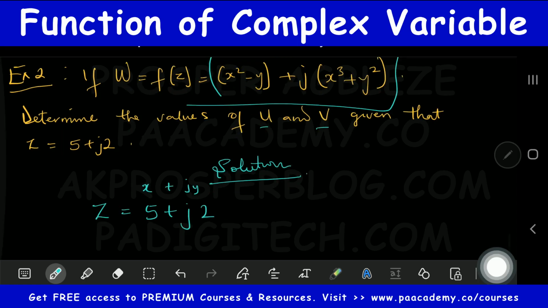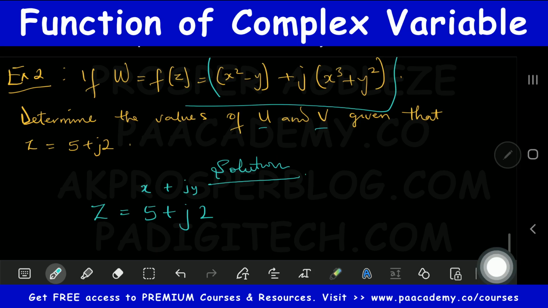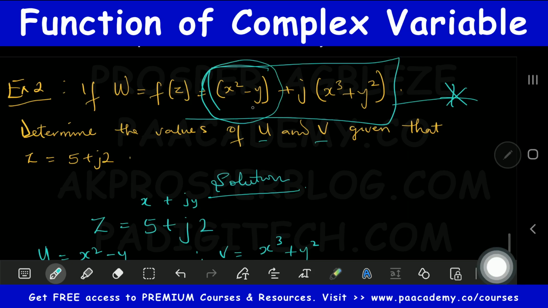Now from this initial equation itself, we can also separate them into the real and the imaginary part. That means our u, which is our real part, is x squared minus y, and then our v, which is the imaginary part, is x raised to power 3 plus y squared. If you look at this part here, that's the real part because there is no j there. And if you look at this, this is the imaginary because we are saying j here.